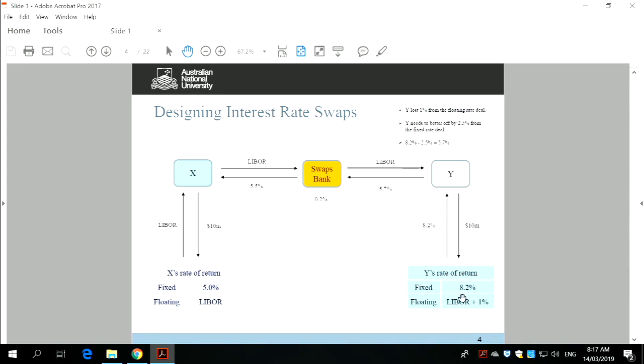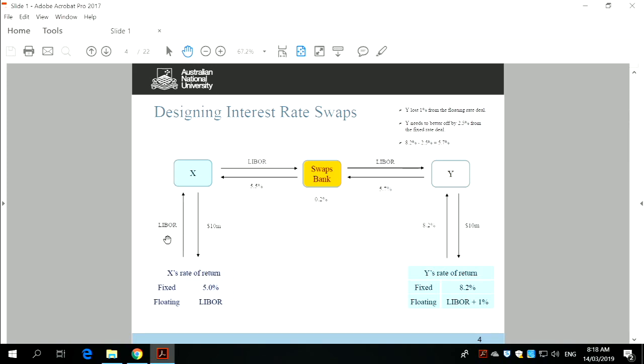Which means, now the fixed rate that Y is going to pay the swap bank is going to be 8.2 minus 2.5%. So Y pays the swap bank 5.7%. So Y pays the bank 5.7, then the bank takes 20 basis point cuts and passes the remaining 5.5 to company X. Now, let's analyze whether each party got what they want.